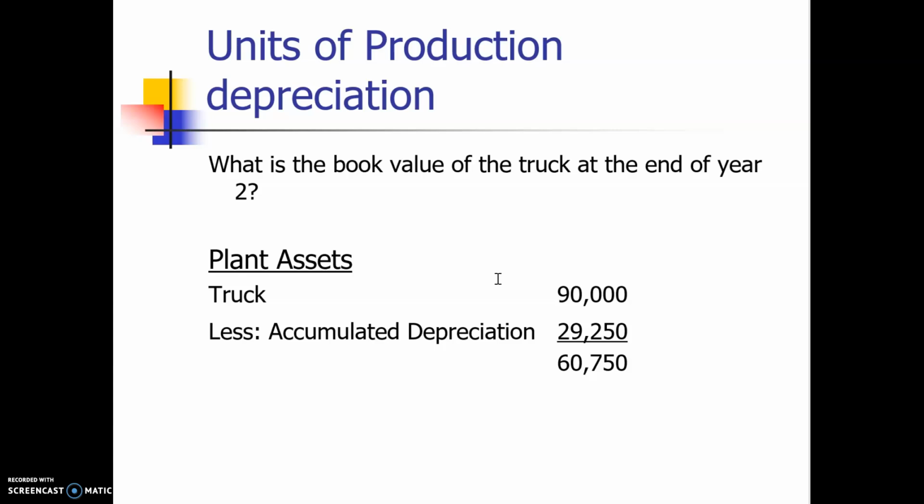On our balance sheet, we'll add 60,750 to the book value of all our other plant assets to get our total plant assets. That gets added to your total current assets when you're getting your total assets on your balance sheet.